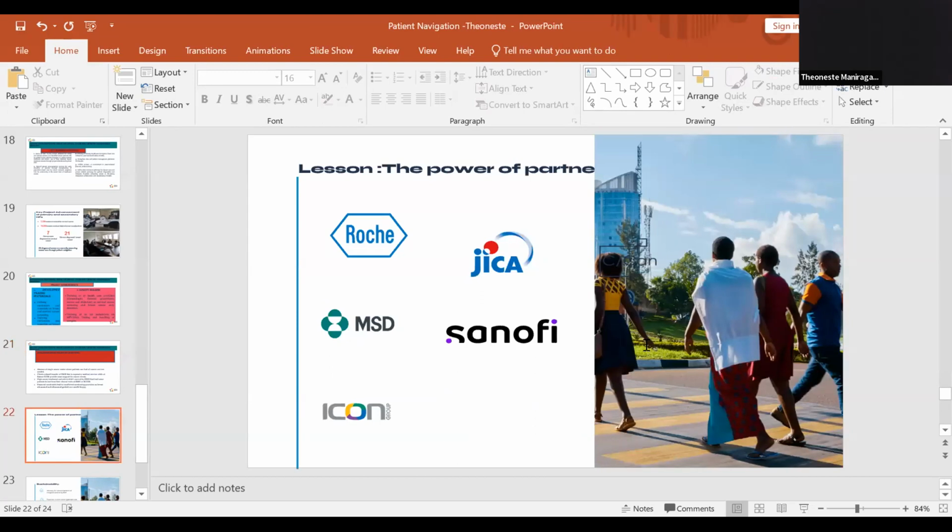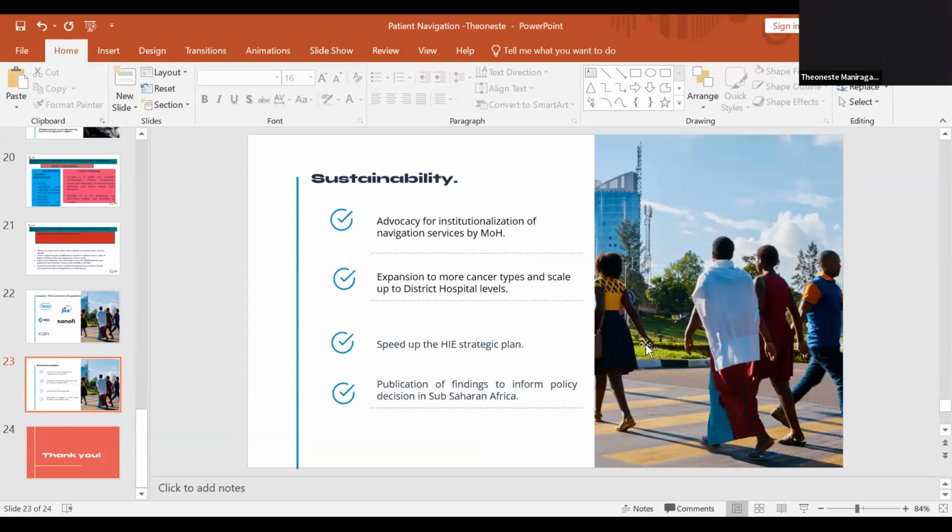The lesson we learned: we can't achieve this without partnership. All this we have done, it was through the partners that we worked together with in treatment. There is JICA, there was Roche, there were MSD, Sanofi, Icon. We thank them. We are also working to make sure that we sustain this project.